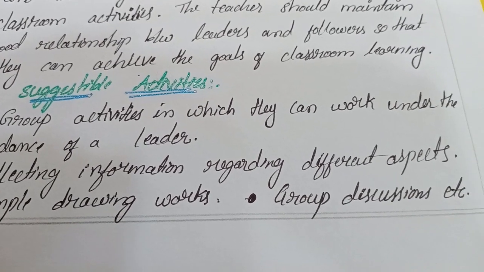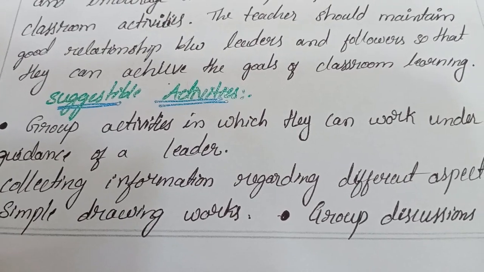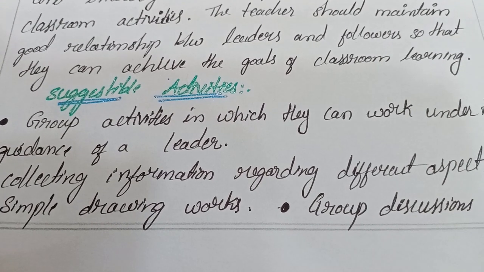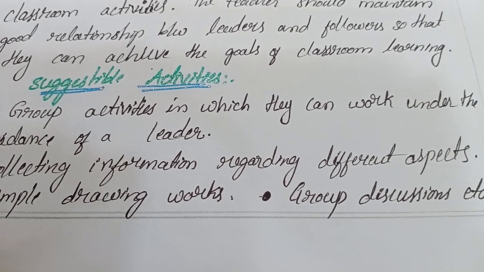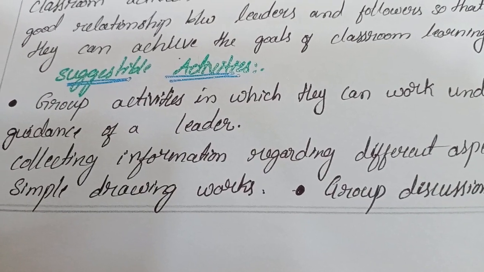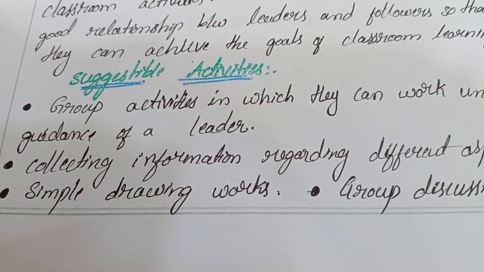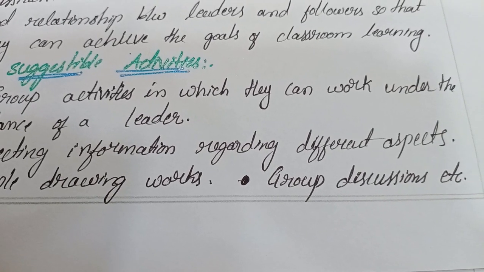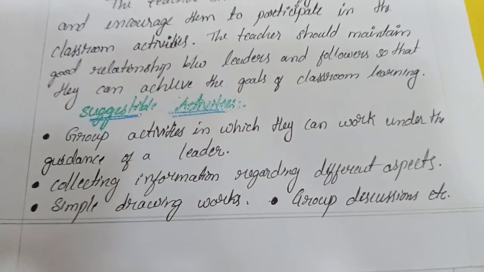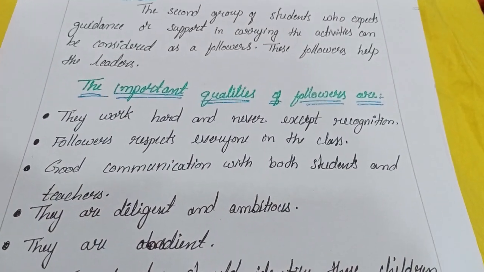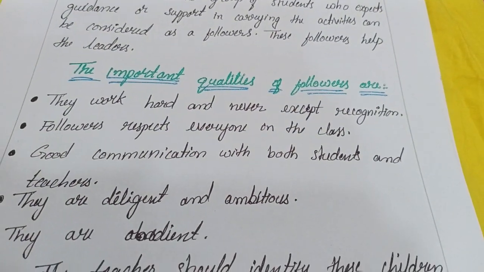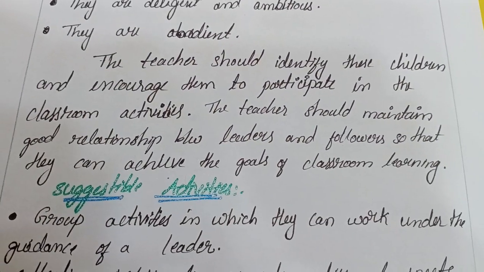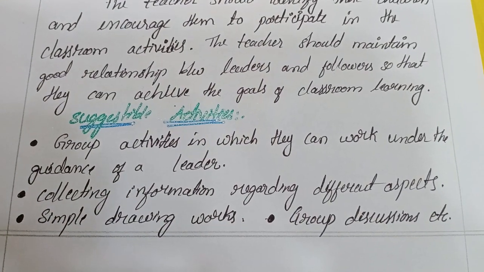Collecting information regarding different aspects: the follower has to collect information regarding the different aspects of what has happened in the classroom. Simple drawing works: she has to learn some simple drawing works, and she has to have the skill of group discussion. This is about the follower. First, the meaning of the follower, then the important qualities of the followers, and the suggested activities they have to do in the classroom.